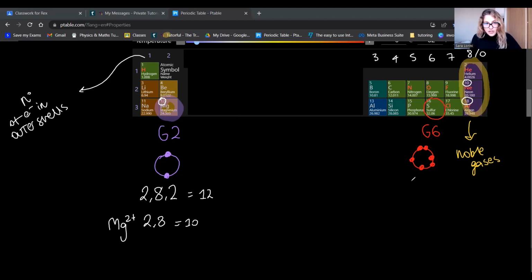So sulfur has an electronic configuration of 2, 8, and 6, with a total of 16 electrons. The closest stable configuration is argon with 18, so that's where it would want to get. It would form a 2, 8, and 8 electronic configuration, 18 electrons in total. So we know that the charge that sulfur is most likely to have would be 2 minus. So that's how we can use the periodic table to work out charges of elements.